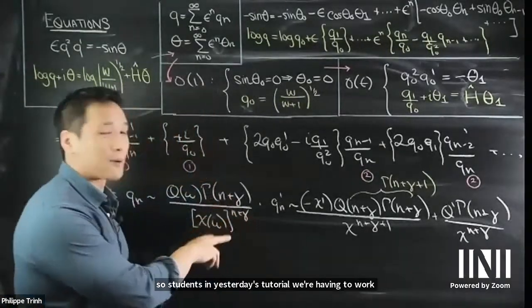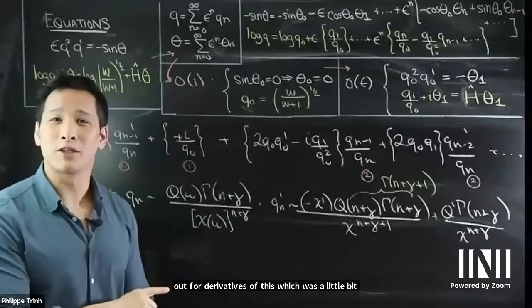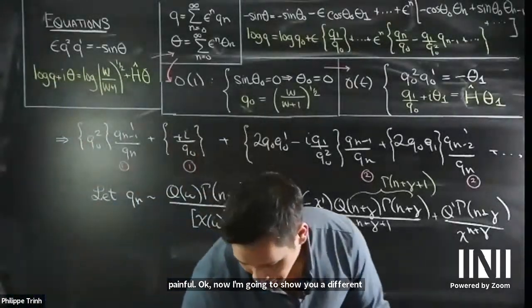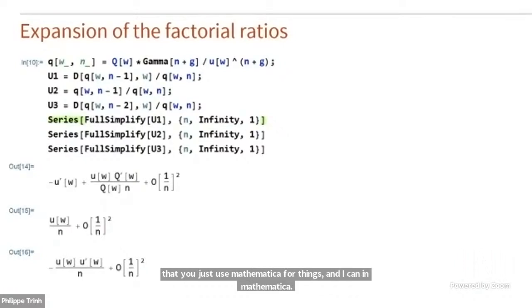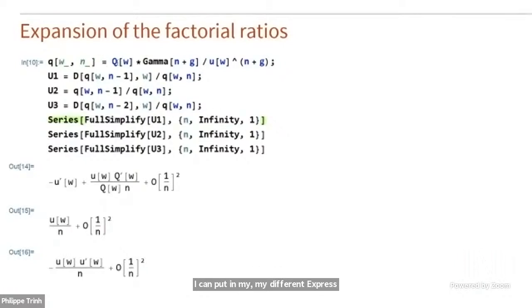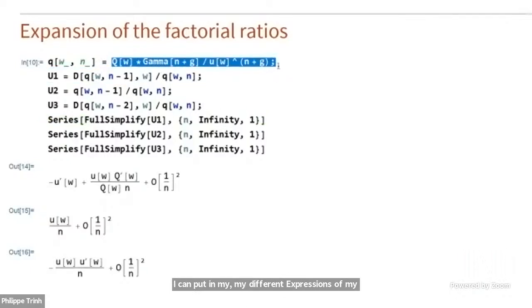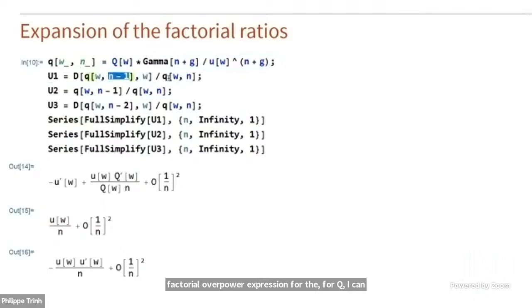Okay, now I'm going to show you a different trick of doing it. Just how do I do it with Mathematica? So if I now, let's see if this will work. The other way of doing it is that you just use Mathematica for things. And I can, in Mathematica, put in my different expressions, my factorial over power expression for Q. I can put in the indices, and then I can try to compute the ratios.